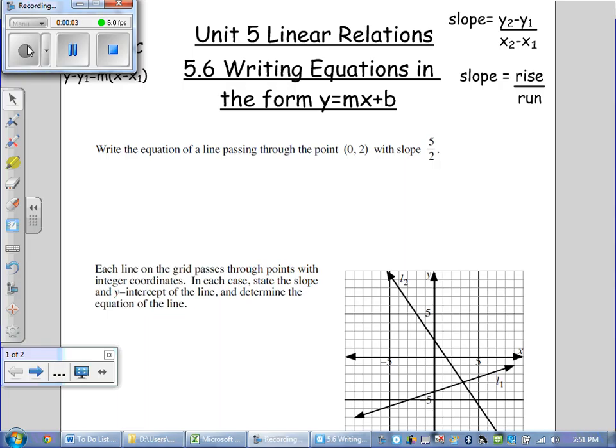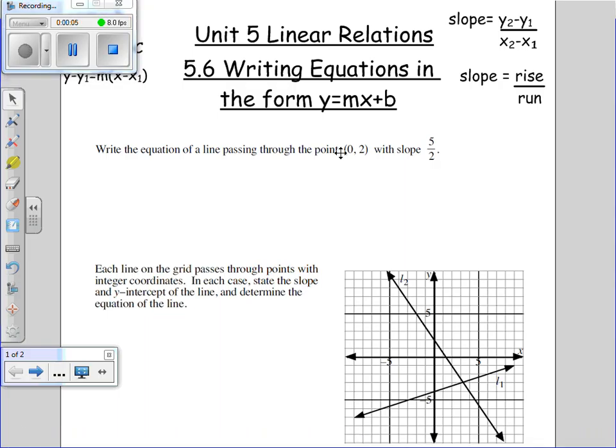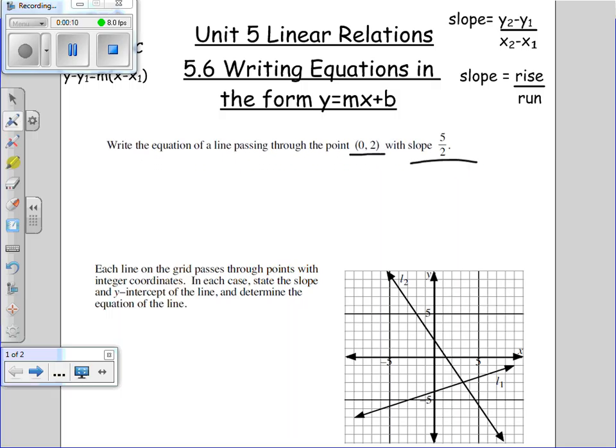Write the equation of a line which would pass through this point with that slope. What does that point represent? X-intercept? Y-intercept. Because if the x value is 0, that's your y-intercept. So where's the y-intercept, Carter? It's at 2. You need to remember, y equals mx plus b.